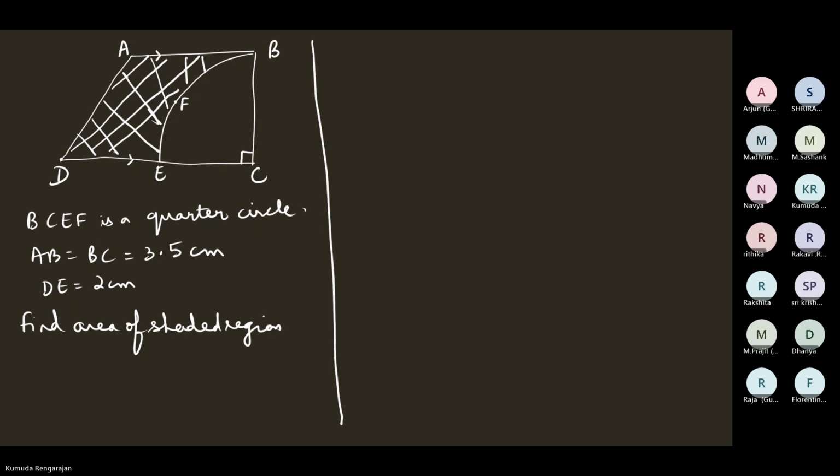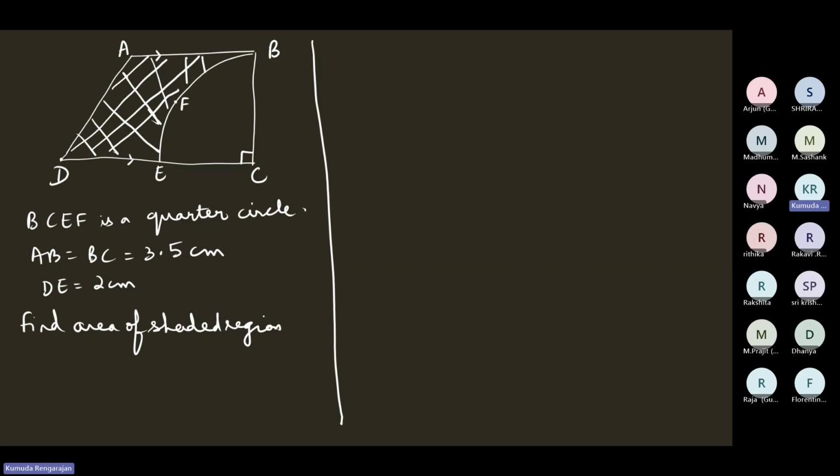3.5. And what about DC? Ma'am, 2 plus x. How much? 2 plus x, ma'am. No. Ma'am, 2 plus 3.5. 2 plus 3.5. Correct. Because what is BCEF?